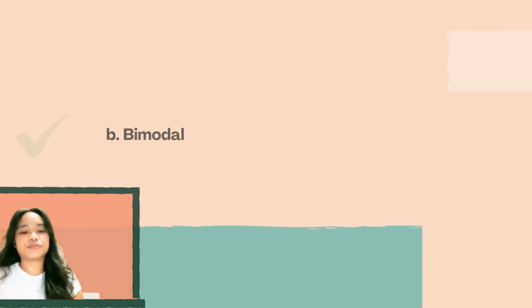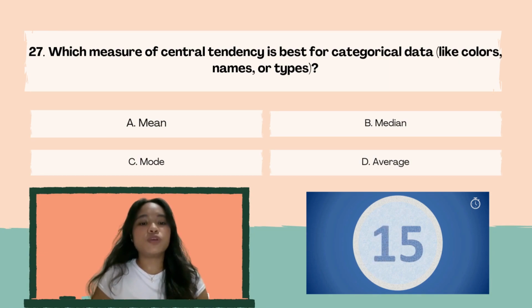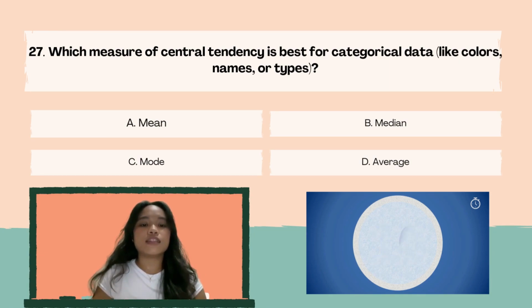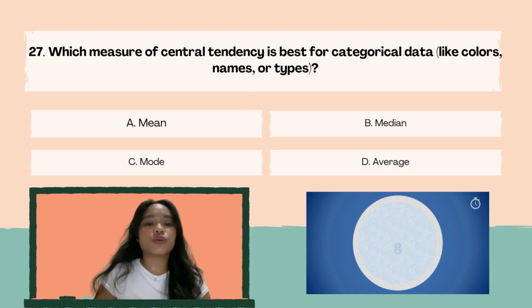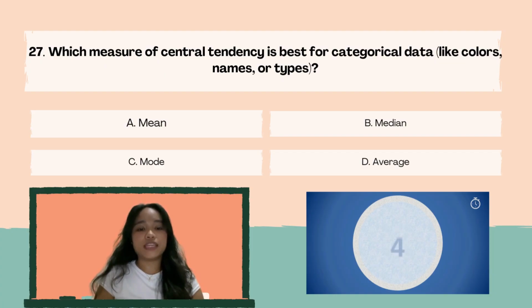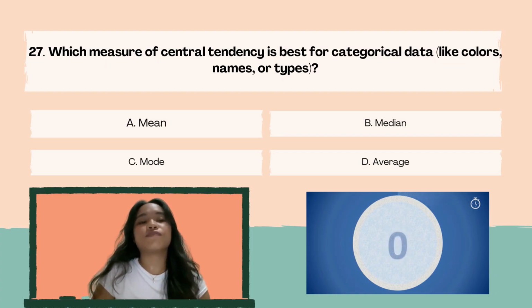For the 27th question, which measure of central tendency is best for categorical data like colors, names, or types? A. Mean, B. Median, C. Mode, and D. Average. You have 15 seconds to answer.